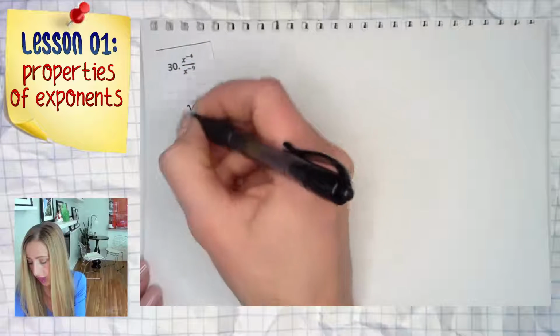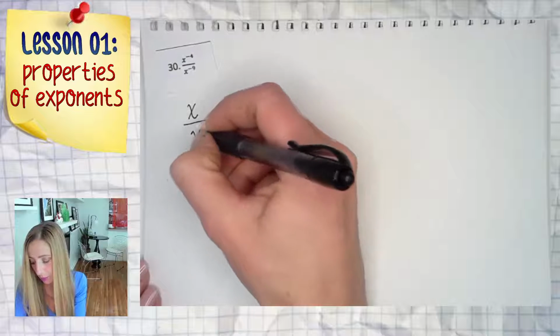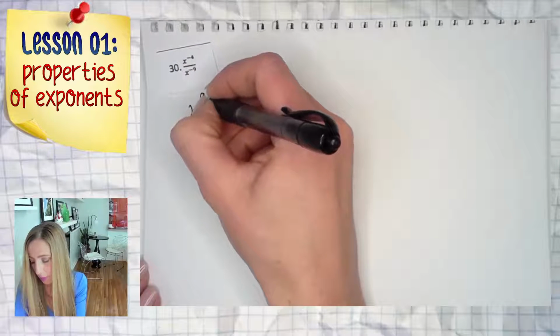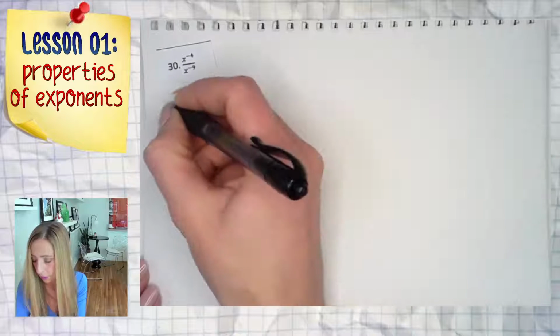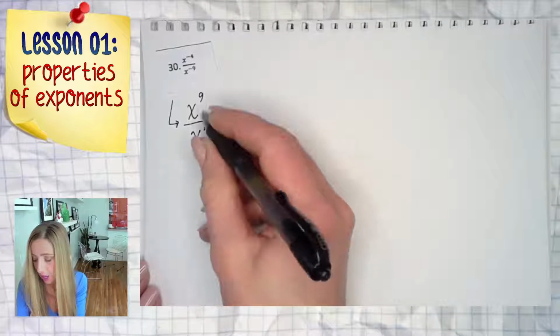I'm going to put that x to the negative fourth power down into my denominator, and it will be x to the 4. And that x to the negative ninth power, move that up to the top, and now it's x to the 9. From this step, what we want to do is simplify x to the 9 over x to the 4.